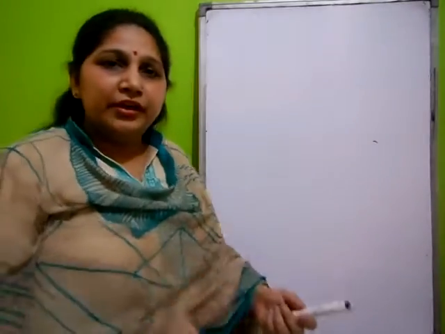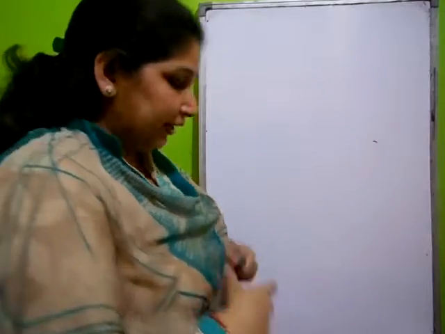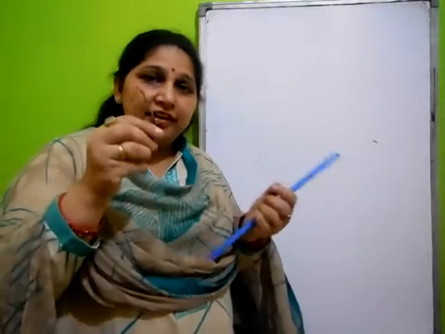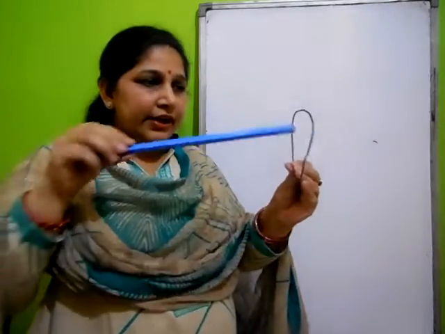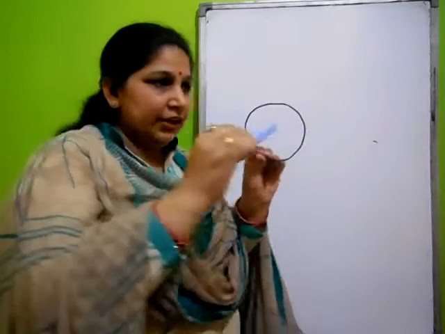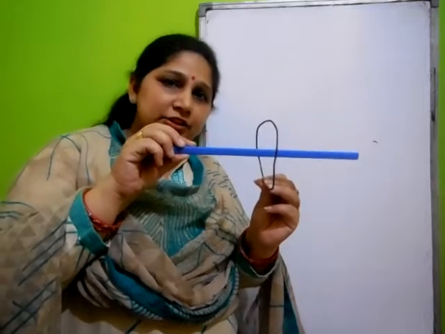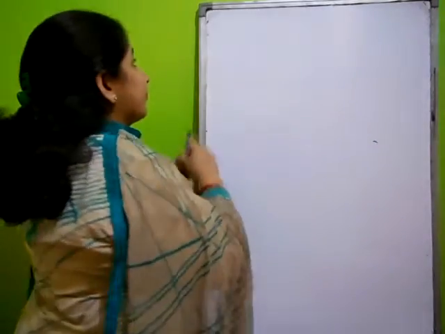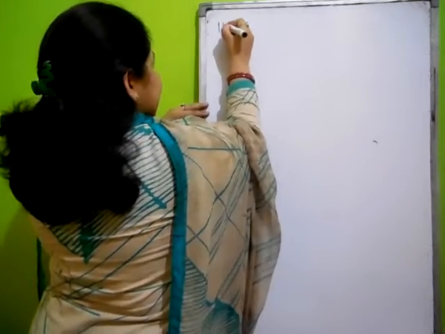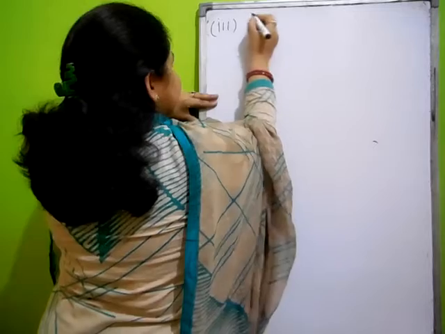Good morning students. Now we will do the next application of Biot-Savart law, that is, the magnetic field at the axis of any current carrying coil. Suppose we have this axis of the current carrying coil, and we have to find the magnetic field at the axis of the coil. Let's start. The third application we are doing of Biot-Savart law.